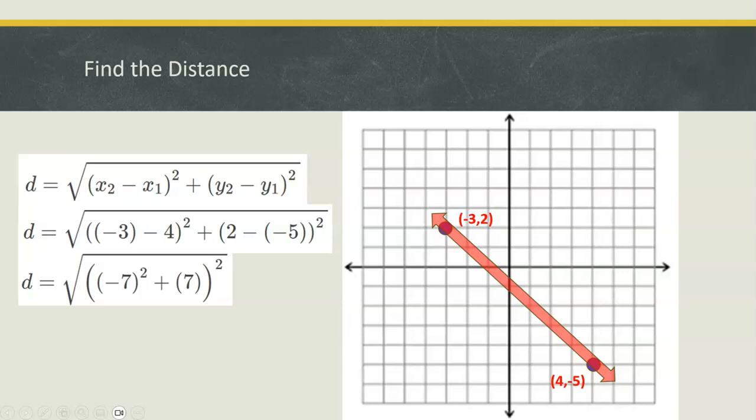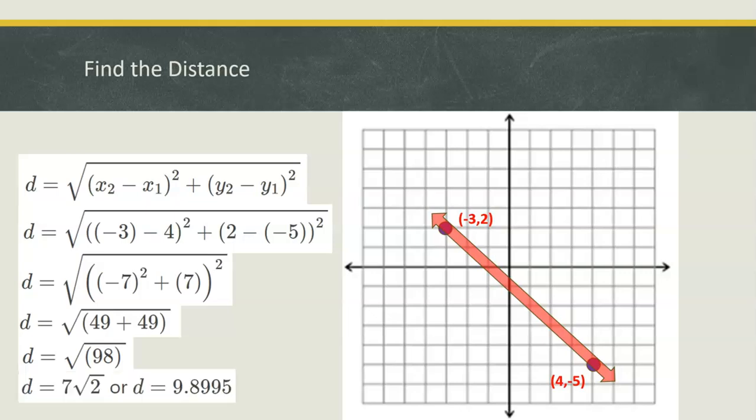And this gives you negative 7 squared plus 7 squared. And you would have to take the square root of 49 plus 49, which is the square root of 98, and you can simplify that to 7 root 2 or 9.8995, as close as you can get it. So this is your distance for these 2 points.